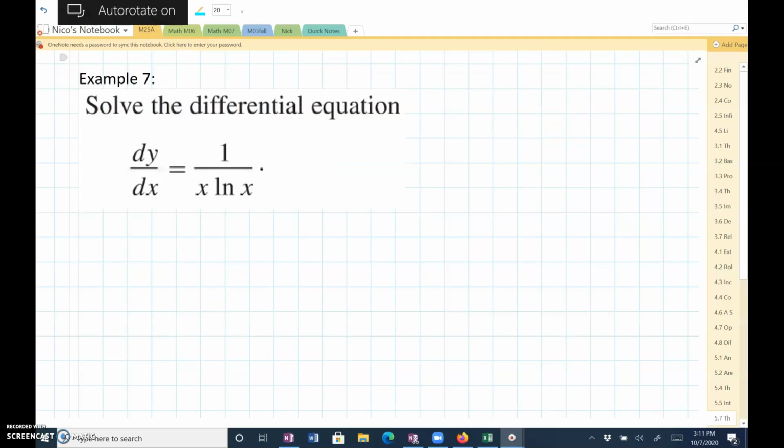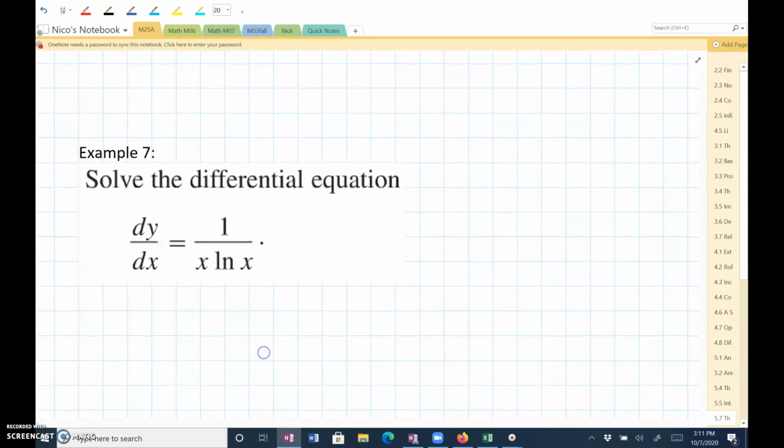Example 7, solve the differential equation. Okay, so we have dy dx, so the derivative of y with respect to x is equal to 1 over x times the natural log of x. First thing I'm going to do, I'm going to write it as a differential. So dy equals 1 over x times the natural log of x dx.